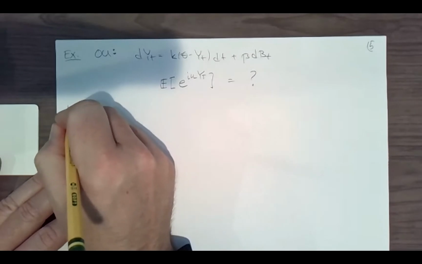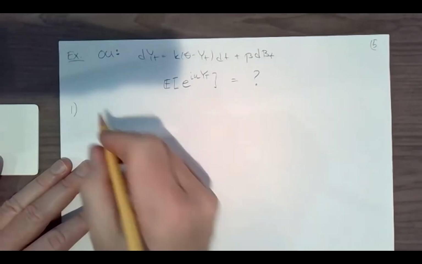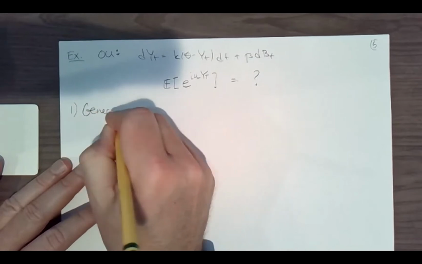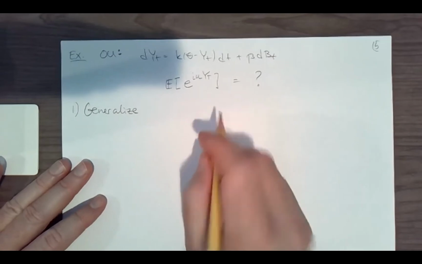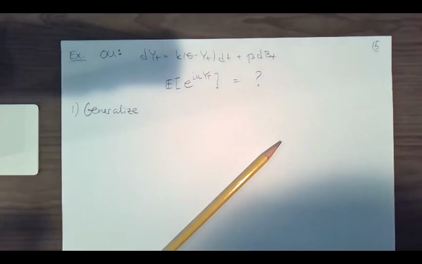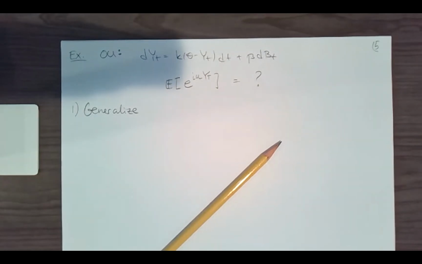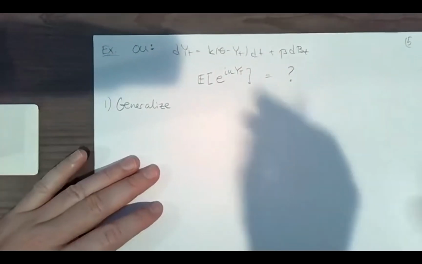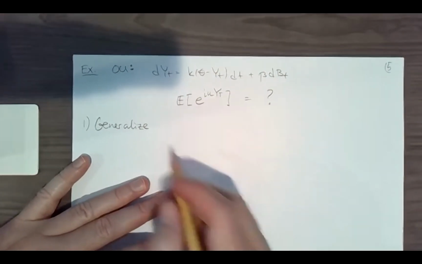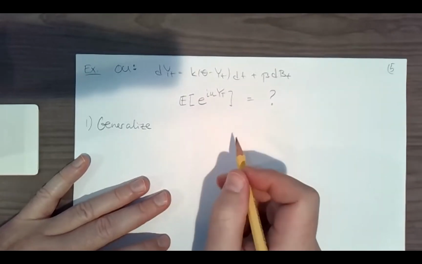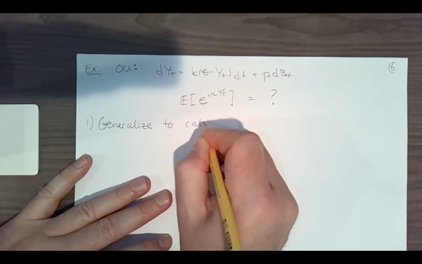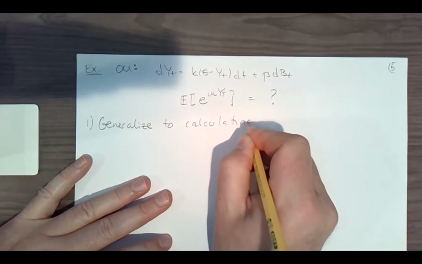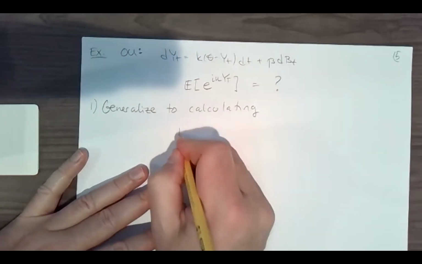So the first step is you make it more general. You generalize. So instead of computing an expectation, you compute a conditional expectation. So you generalize the problem to calculating a conditional expectation.